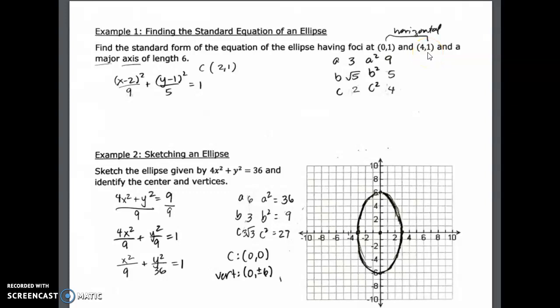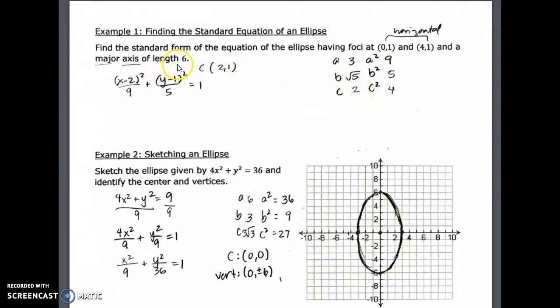pieces of information. It gives us our c value, but it also tells us what direction our ellipse is going. And we can tell that this is horizontal because the foci are on the same axis as the major axis. And in this case, the major axis has to be moving horizontally because it's the x values that are changing. So from focus to focus, we have a distance of 4, which means that the focal length has to be half that, or 2.